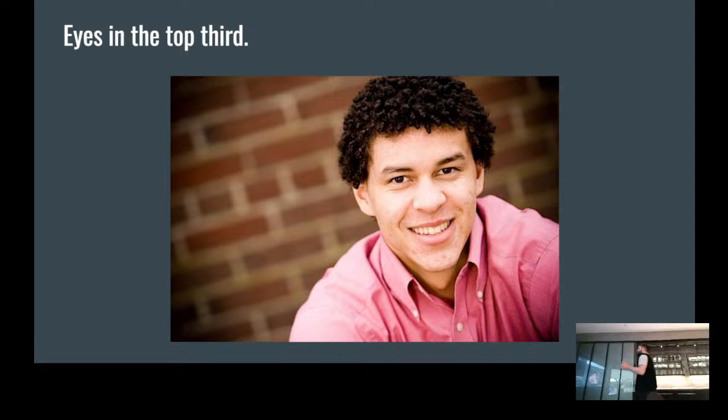Eyes in the top third of the image. If you basically break an image down into 3 sections, and you can do it in different ways, we call it the rule of thirds, and we'll talk about that in the next slide, but basically you have a right side, a left side, a center side. Then you have a top side, a bottom side, and then the center side again. So going from right to left and top to bottom, you're going to have 9 different sections on the photo.